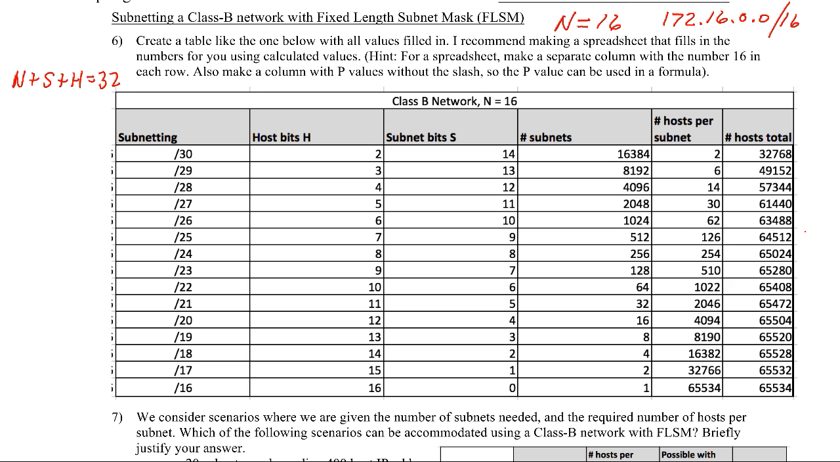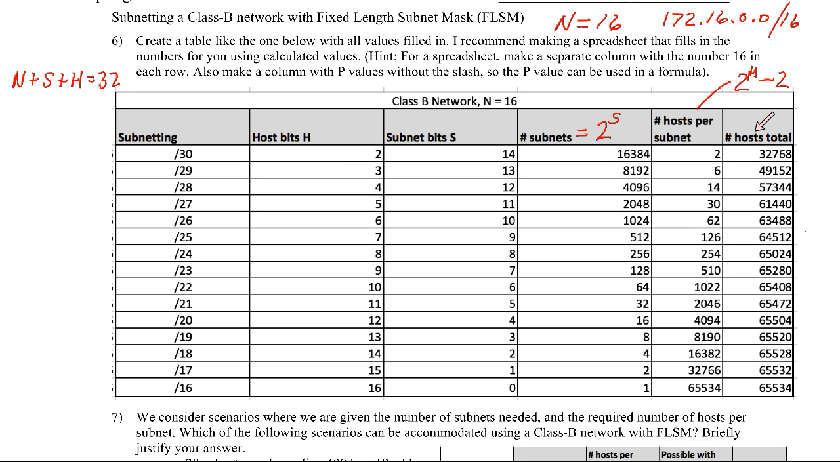Now, as we add more and more bits to the subnet, we have fewer and fewer bits for the hosts. The number of subnets is equal to 2 to the S, and the number of hosts per subnet is equal to 2 to the H minus 2. You can see that we trade off the number of subnets with the number of hosts. If I multiply the number of subnets times the number of hosts per subnet, I get the total number of hosts we have access to.